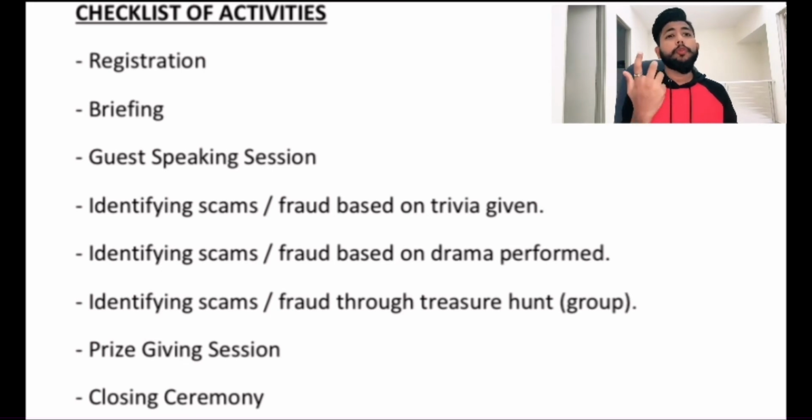Registrations of participants, then briefing of the activities, and then the itinerary of the day. We will have a guest speaking session about internet fraud and scam. Following activities, participants will identify scams and fraud based on trivia given by the host. Participants need to identify scams and fraud based on a drama performed by professional performers. Then they identify or learn about scams and fraud through a group-based treasure hunt. And then the prize giving ceremony, followed by the closing ceremony.